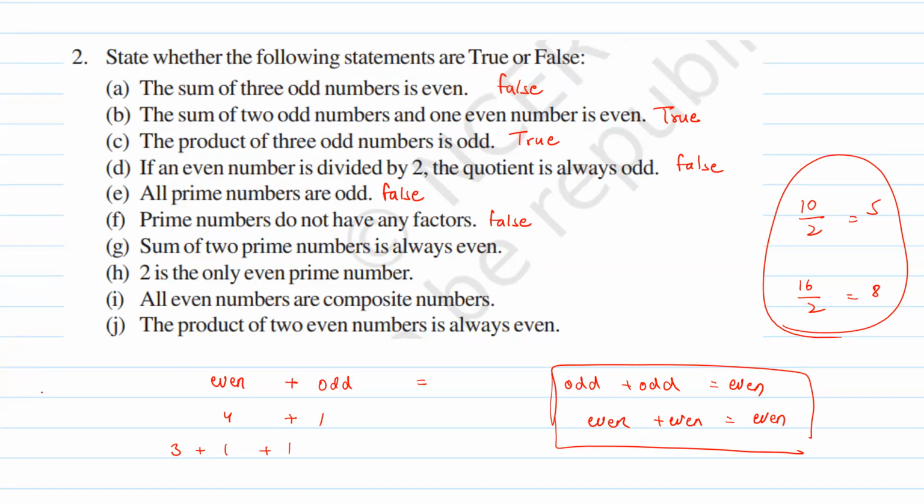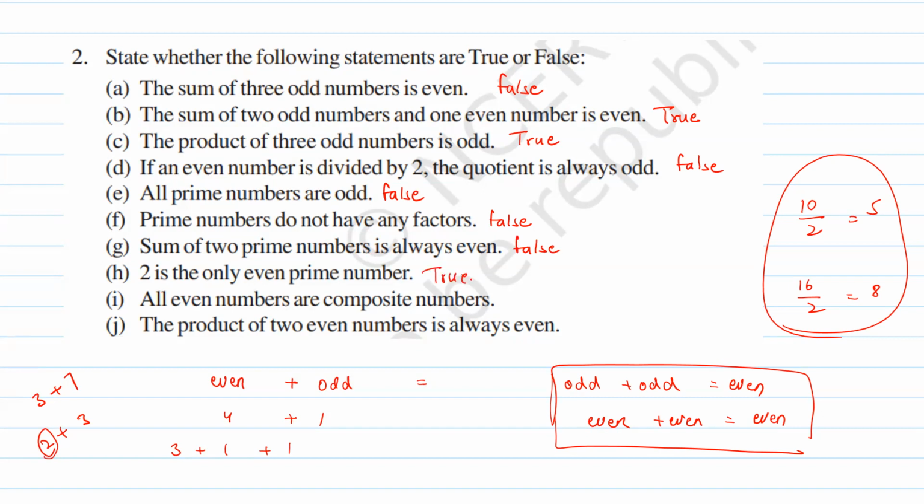If I add any two prime numbers, let's say 3 plus 7, it is 10. But if I add 2 plus 3, it is 5. So it is not even, because we have one even number and one odd number. So it is false. 2 is the only even prime number.